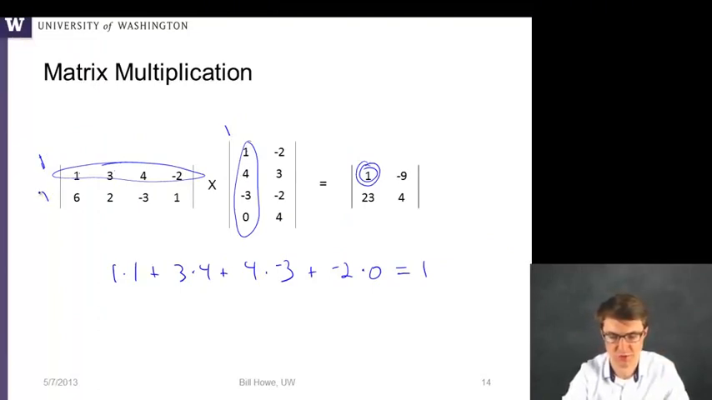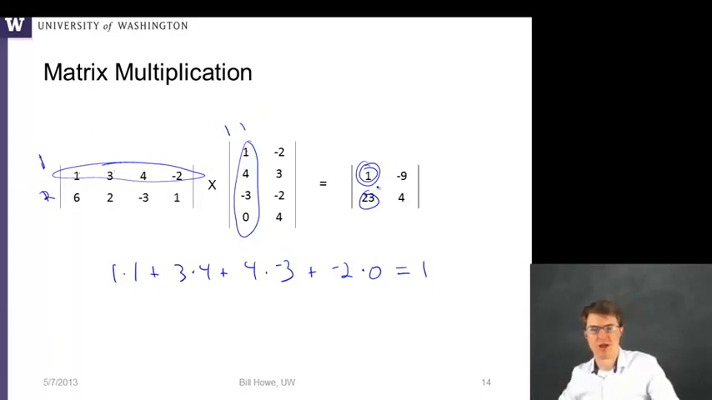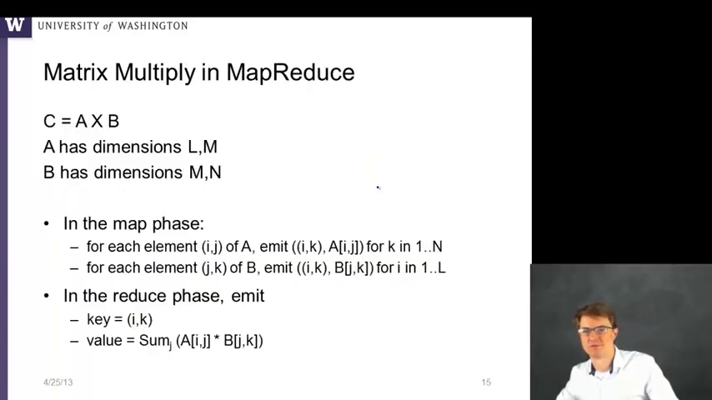Row 2 and column 1 gives you this position, and so on. All right, so I'm hoping that was intensely boring. All right, so in MapReduce, how do we want to do this?